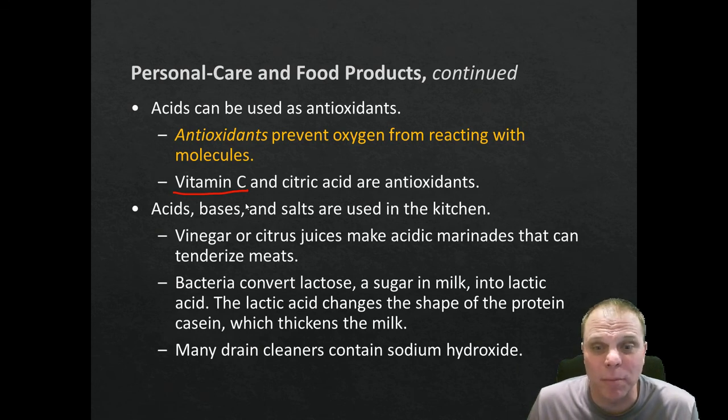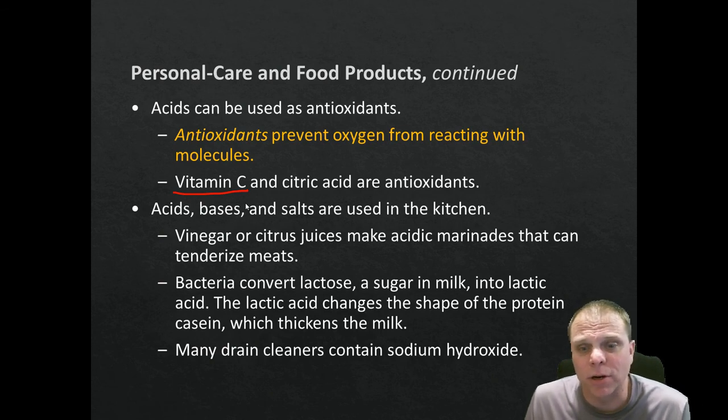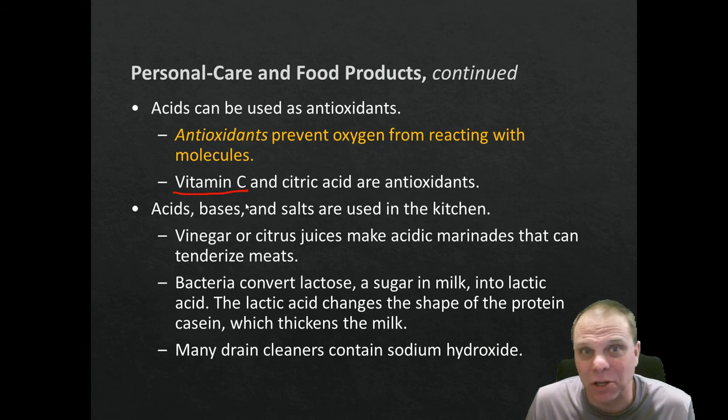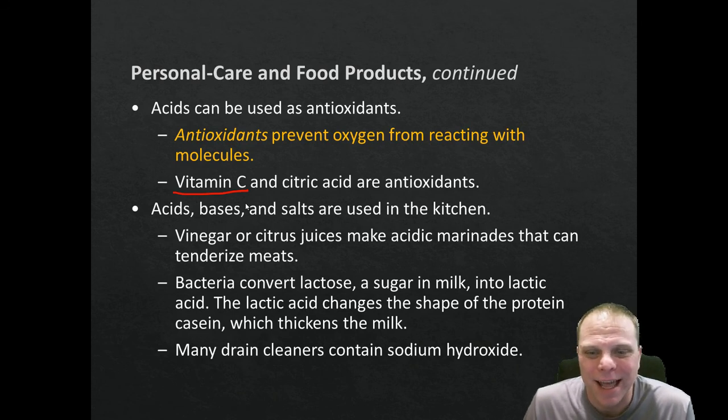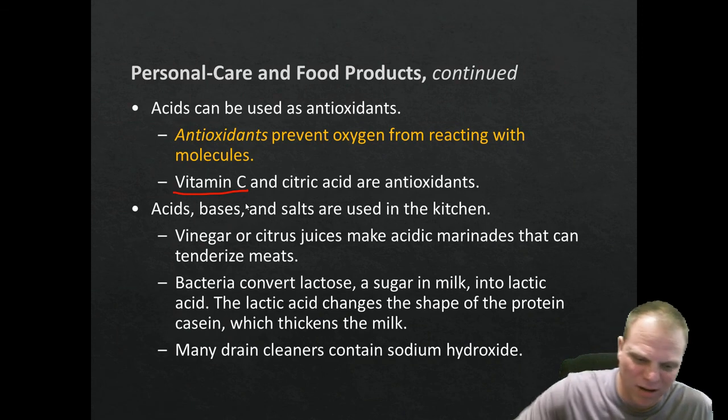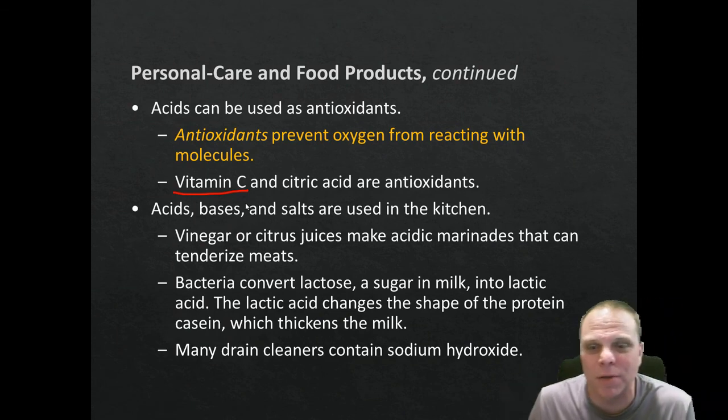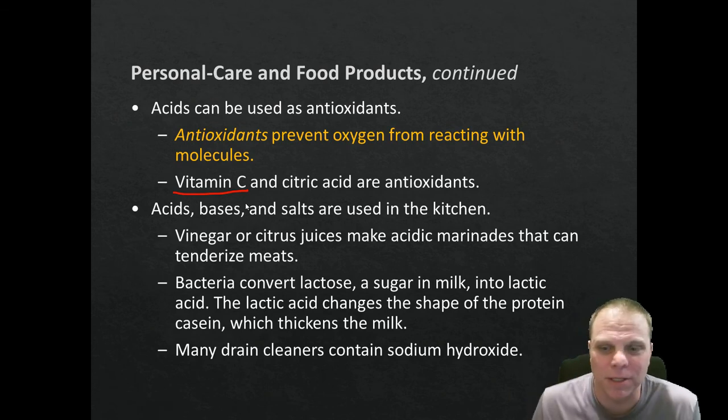Vinegar can be used as a marinade to tenderize your meats. Bacteria in your milk, okay? Basically, bacteria are going to convert lactose, which is a sugar in your milk, into lactic acid. That's going to change the shape of the protein, casein, and that's going to thicken the milk. Basically, you can churn your milk into cottage cheese by going through this process of acidification, and your bacteria normally do it. So when you're like, oh, gross, my spoiled milk, and you've got clumps in there, that's because the bacteria release the acid, which is causing that conglomeration.